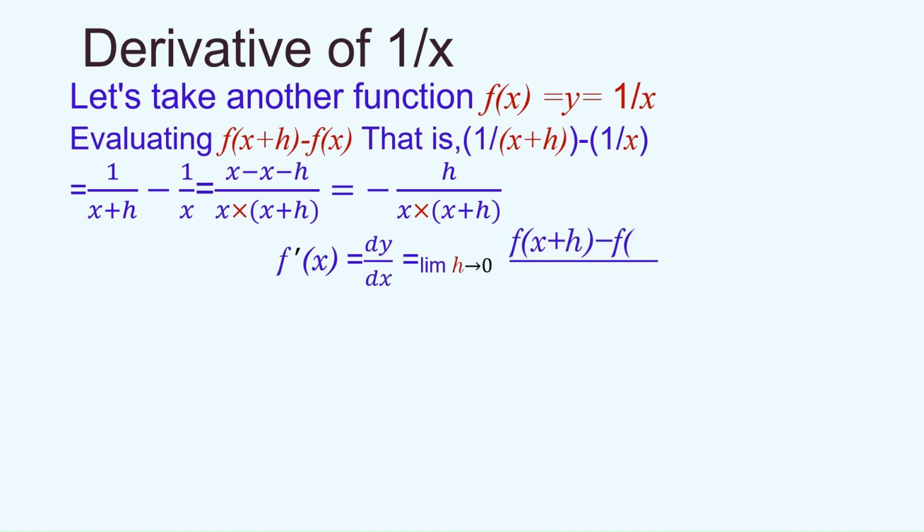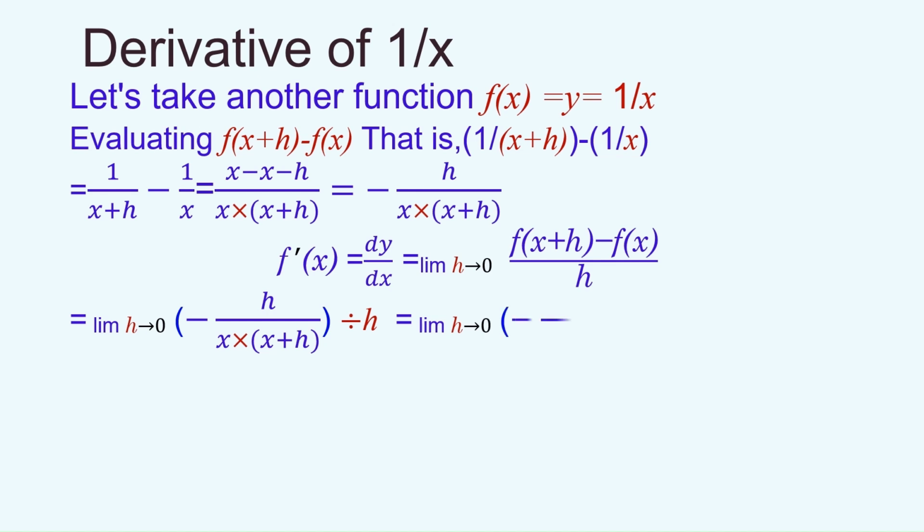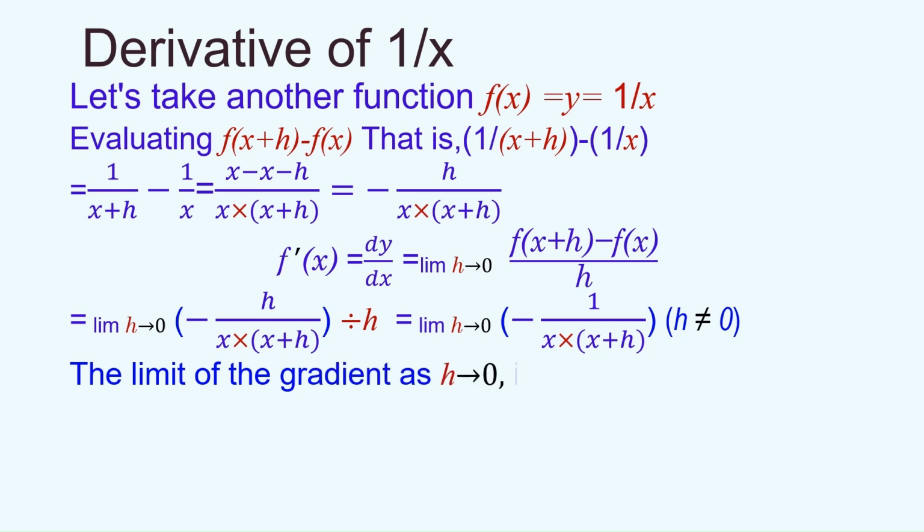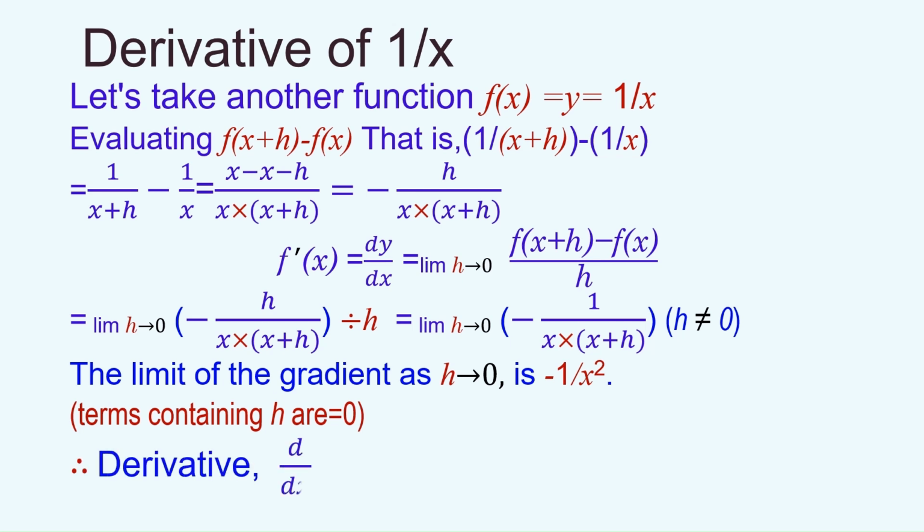f'(x) = dy/dx = limit as h tends to 0 of [f(x+h) - f(x)]/h = limit as h tends to 0 of (minus h divided by x(x+h)) divided by h = limit as h tends to 0 of minus 1 divided by x(x+h). Note here, h is not equal to 0. The limit of the gradient as h tends to 0 is minus 1 over x squared, terms containing h are equal to 0. Therefore derivative d/dx (1/x) = minus 1 divided by x squared.